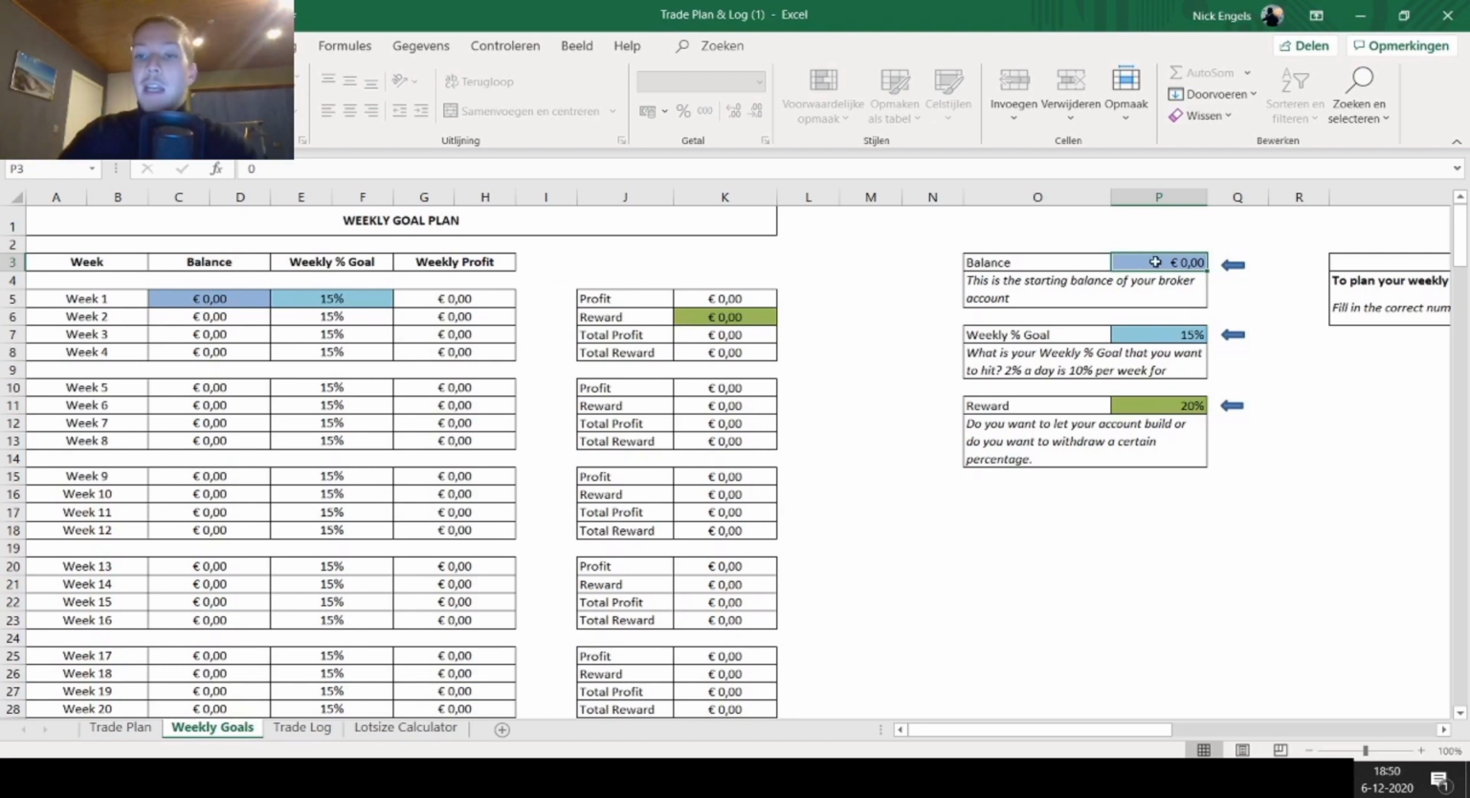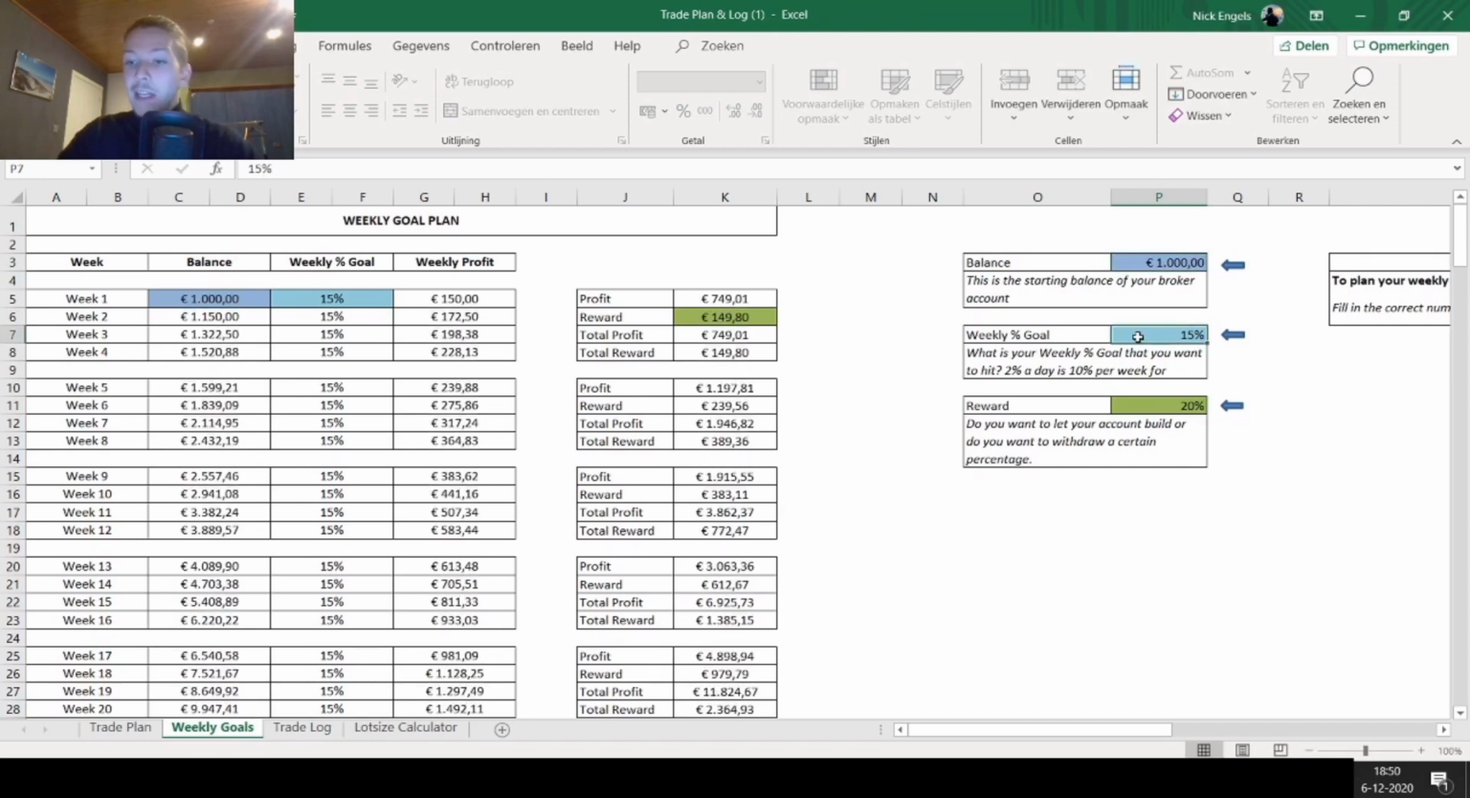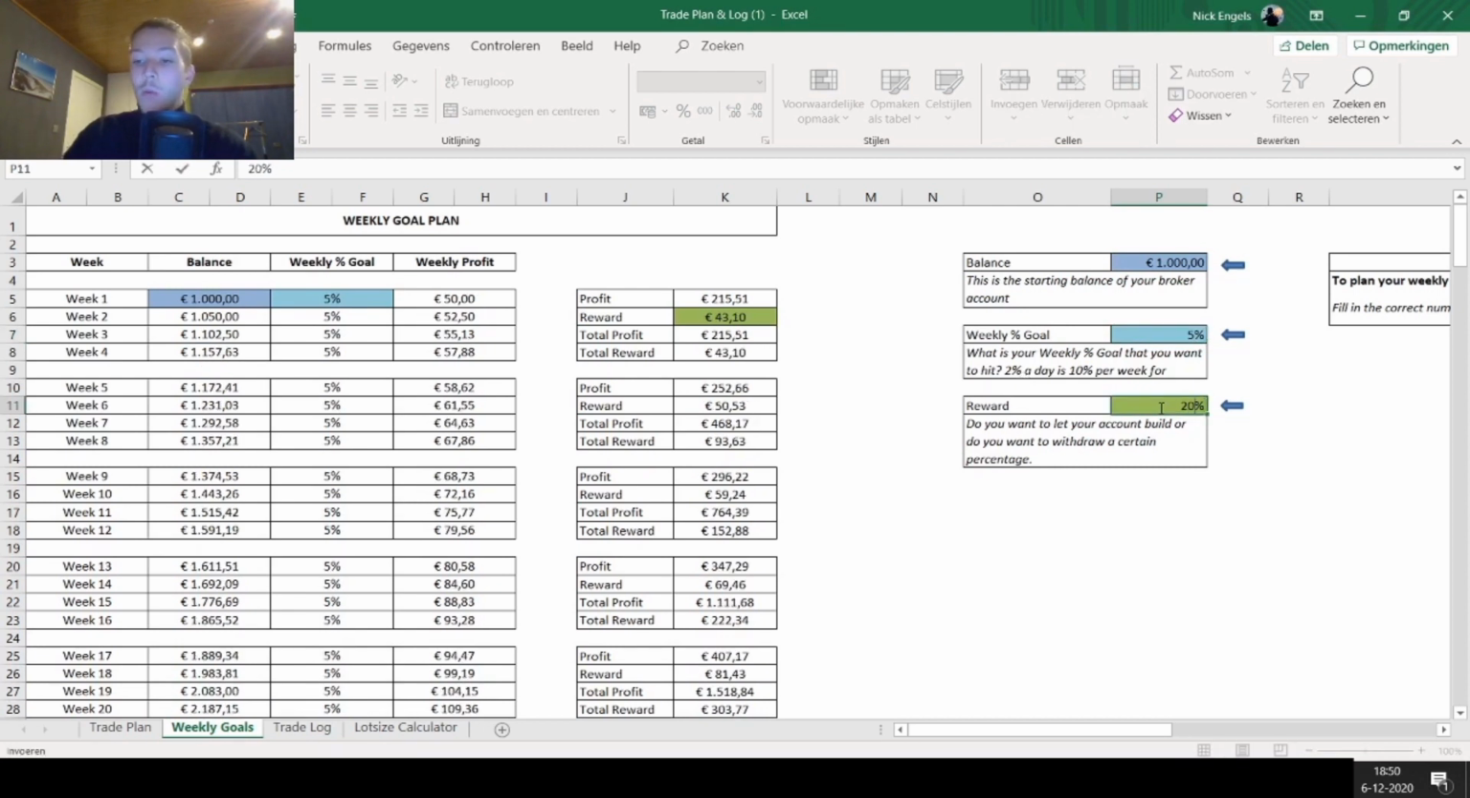So we fill in $1,000. We fill in a weekly percentage of 5%. That means that's 1% a day, which is actually a pretty good goal for a beginning trader. And we will reward ourselves with 20%. Now you will be able to see that the total profit and the total reward after 1 month, because this is the total of these 4 weeks, will be actually €215 and respectively €43 reward.